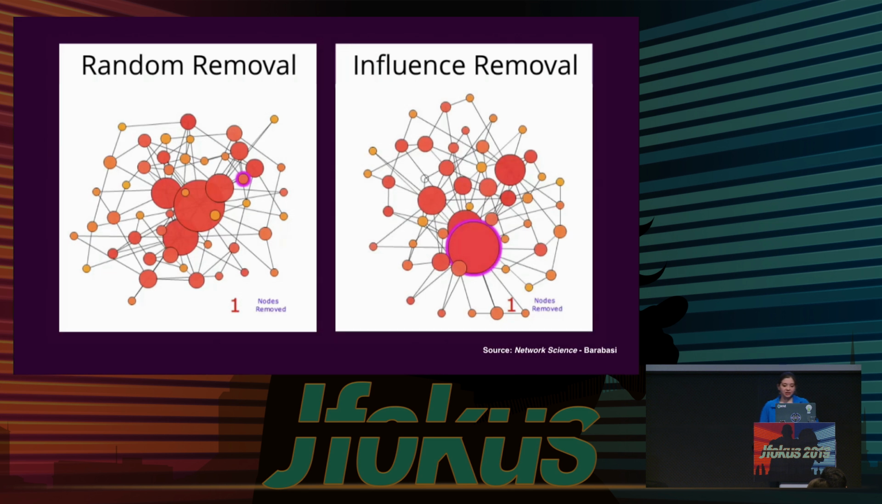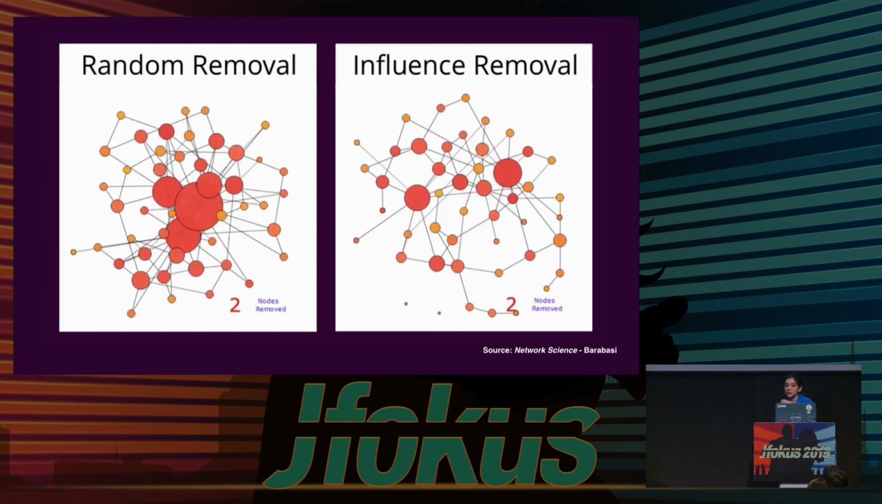So this is using centrality. On the left-hand side here, we're going to do a random removal of nodes. We're just going to start removing random nodes out of the network. On the right-hand side here, we're going to look at influence. So we're going to pull the highest centrality nodes. We're going to start taking those out of the network.